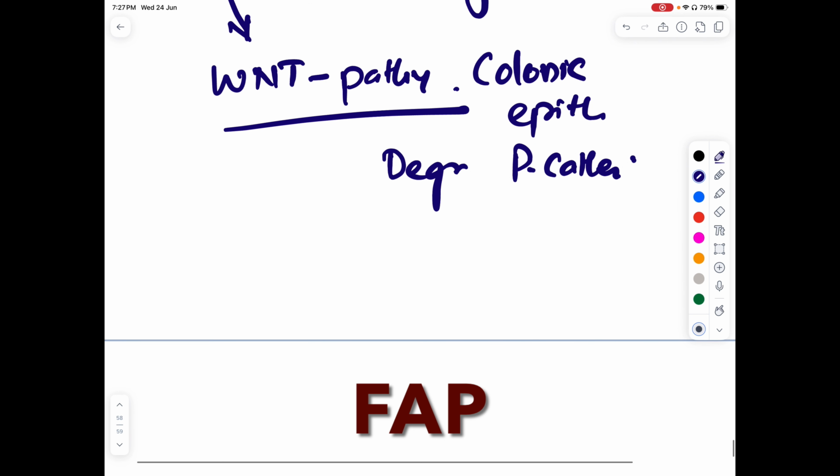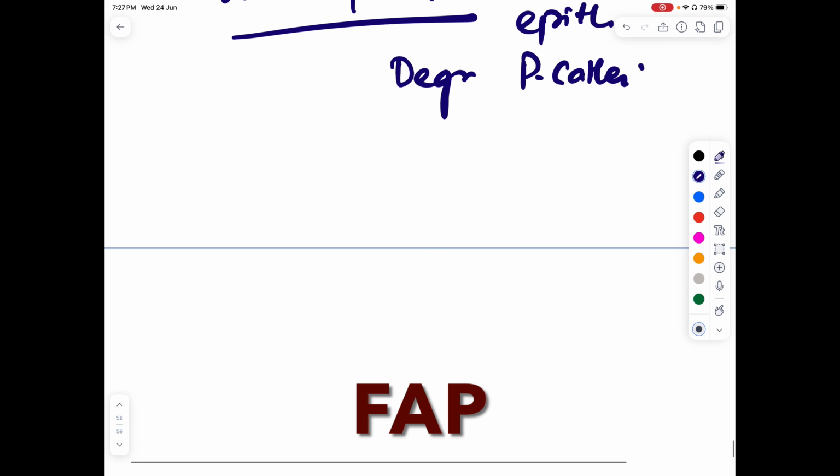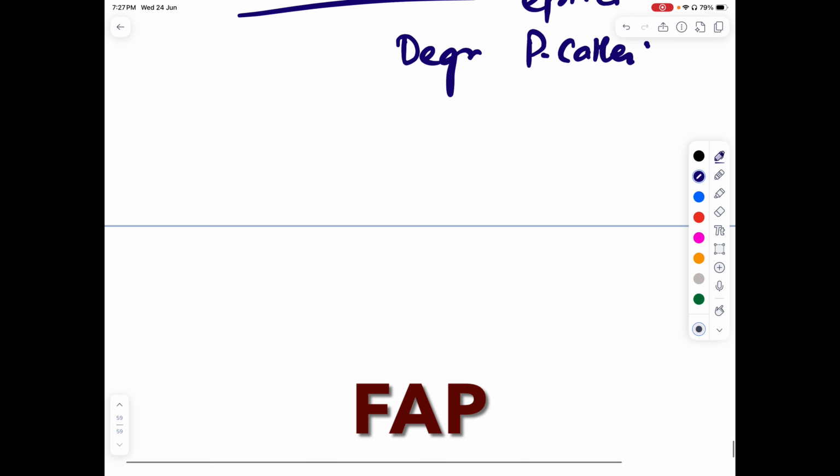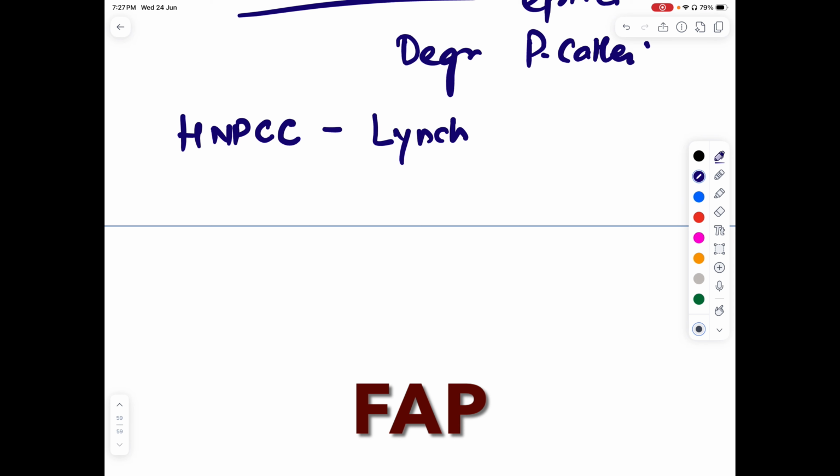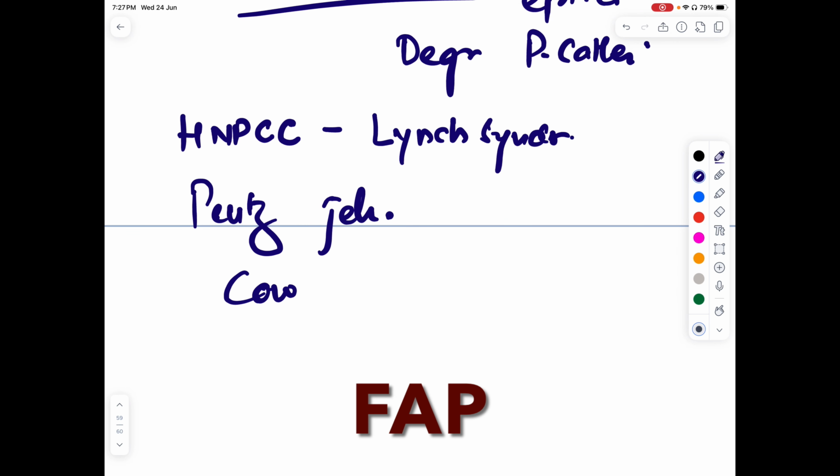Can you name other inherited colon syndromes? The different colon syndromes are hereditary non-polyposis colorectal cancer, HNPCC. It is also called Lynch syndrome, or you can get Peutz-Jeghers syndrome, or you can get Cowden's syndrome. These are the syndromes which are commonly seen.